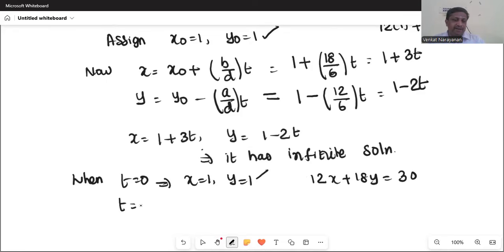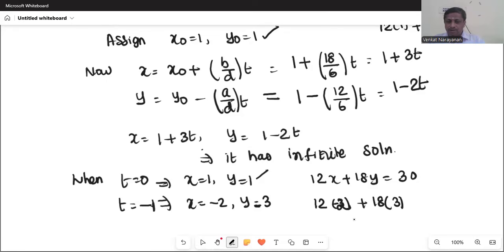Suppose t is negative, we can consider it as minus 1. So what is the x value? x value is minus 2 and y value is 3. Check with 12 times minus 2 plus 18 times 3. 12 times minus 2 is minus 24, plus 18 times 3 is 54. Definitely the answer is 30. It's solved. It means x equal to minus 2 and y equal to 3 satisfy this problem.